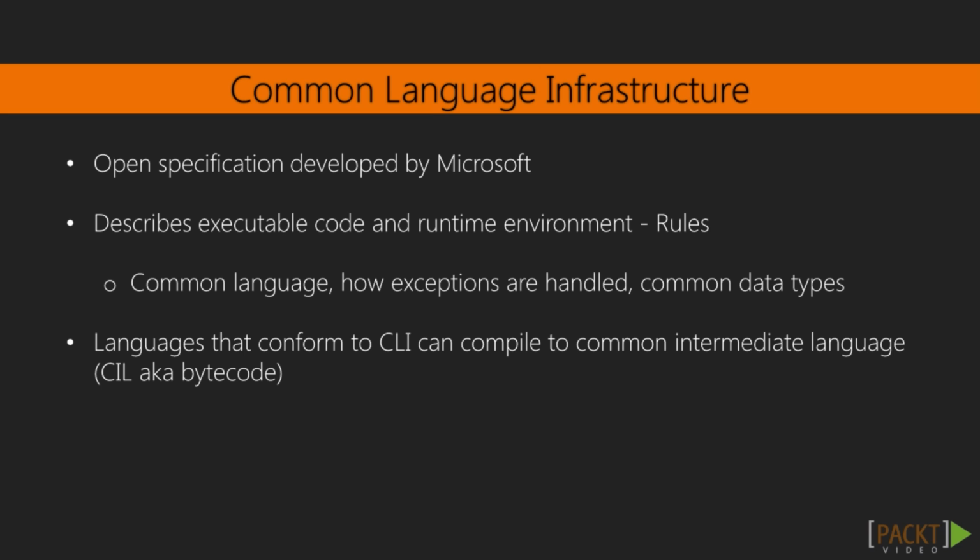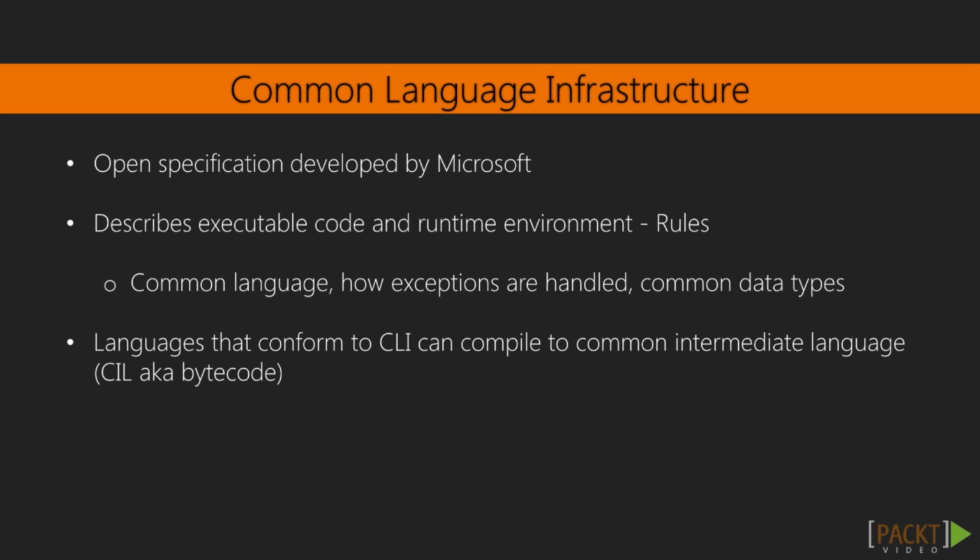So we mentioned how .NET is able to be written in many languages. Well, this could be done because of the CLI, the Common Language Infrastructure. It's essentially an open specification developed by Microsoft and was standardized by ECMA. And it describes executable code and the runtime environment that allows multiple high-level languages to be used on different computer platforms. So think of it as just a set of rules that it sets, okay?